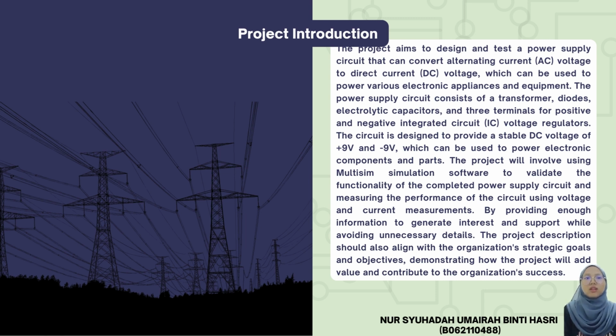to the DC voltage, which can be used to power various electronic appliances and equipment. The power supply circuit consists of a transformer, diode and electrolytic capacitor, and the three terminals for the positive and negative IC voltage regulator. The circuit is designed to provide a stable DC voltage of positive 9 volts and negative 9 volts, which can be used to power electronic components.